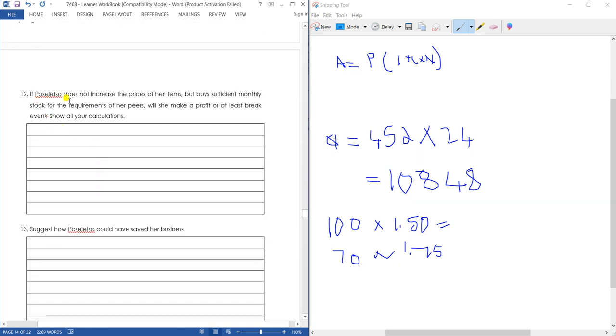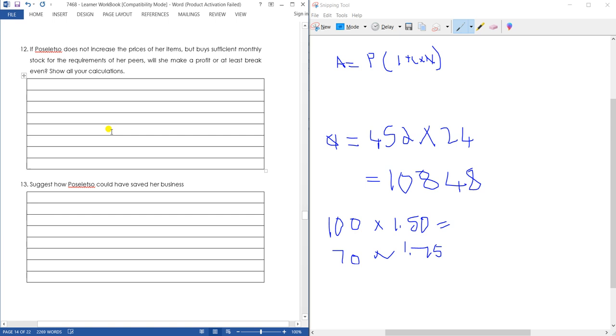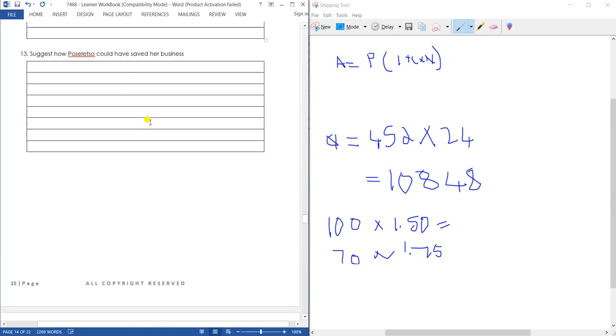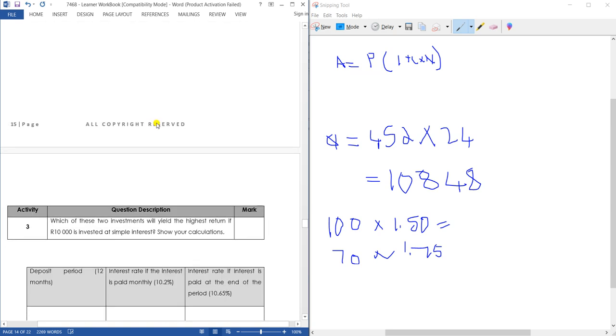And 12, if Puseletso does not increase the prices of her items, but she buys sufficient monthly stock for the requirements of her peers, will she make a profit or at least break even? You need to show your calculations. And the last question, suggest how Puseletso could have saved her business. So that's it for activity 2.